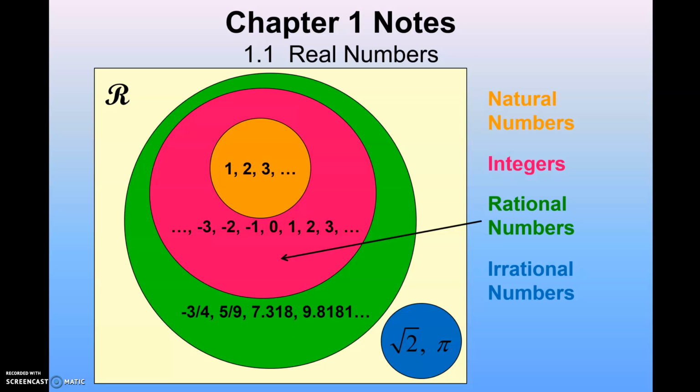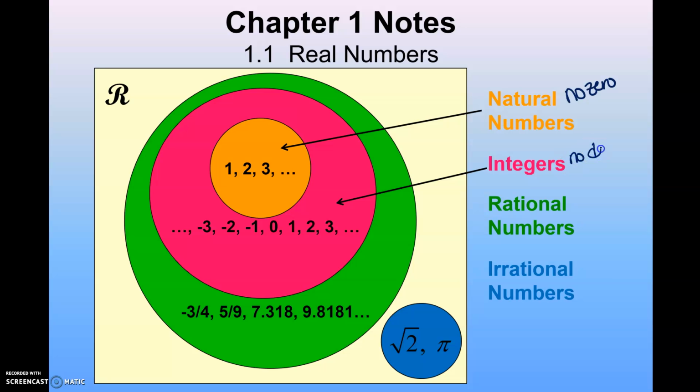In the real number system, there are natural numbers. Natural numbers are like the counting numbers. Like if you count your fingers and your toes, those are natural numbers. 1, 2, 3, there's no decimals and there's no zero. So you might want to add in there no zero. Integers are negatives, positives, and zero, but there are still no decimals.